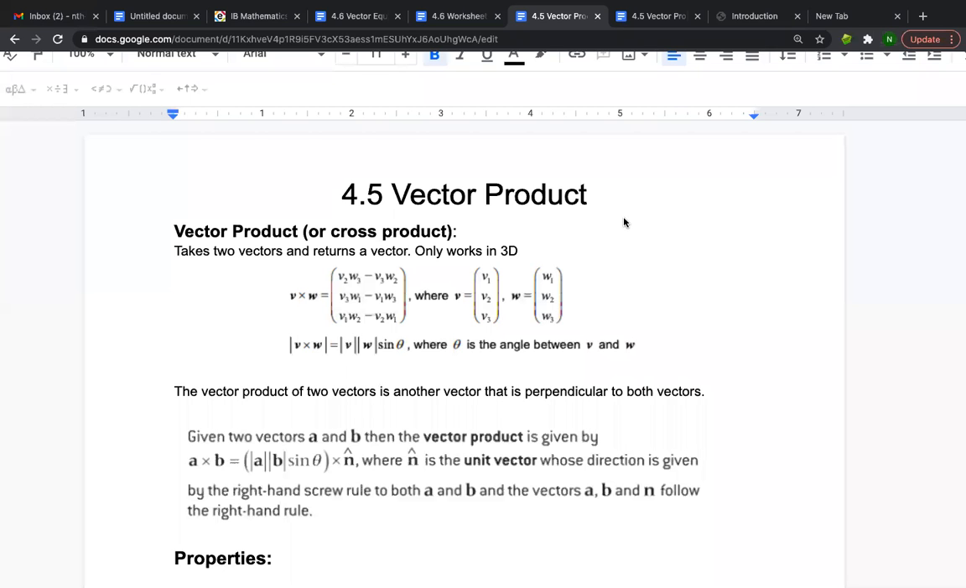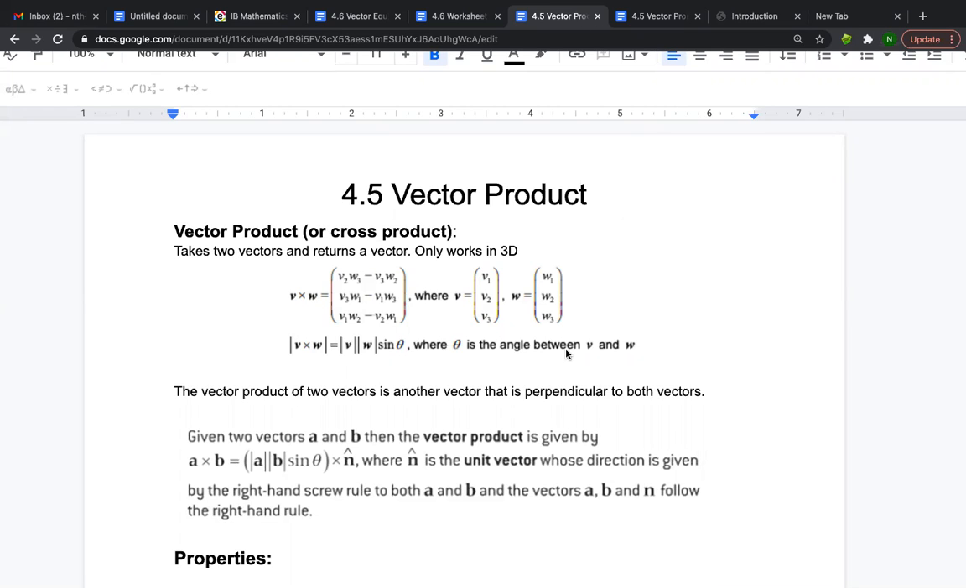Okay, so this next one is going to be about vector products, or what I call cross products, and what you might hear called cross products later. Vector product is more common within IB, but if you pursue math or physics in college, you might hear it called a cross product.